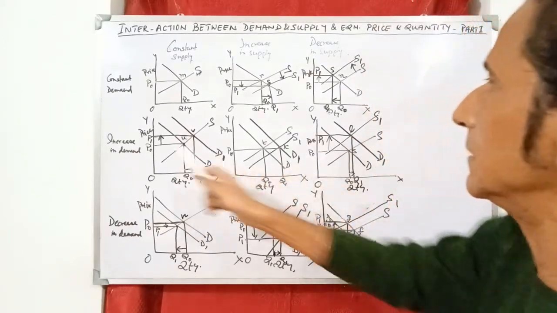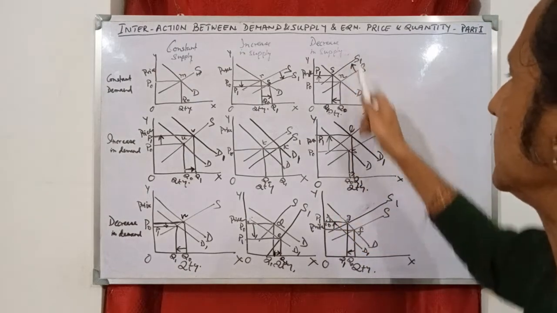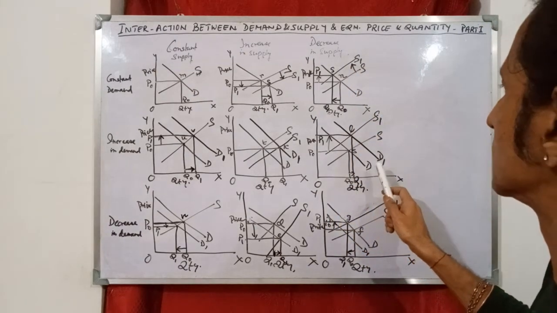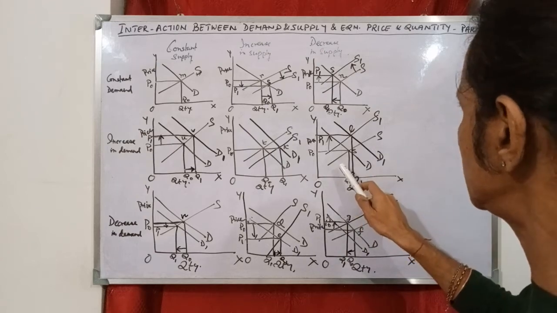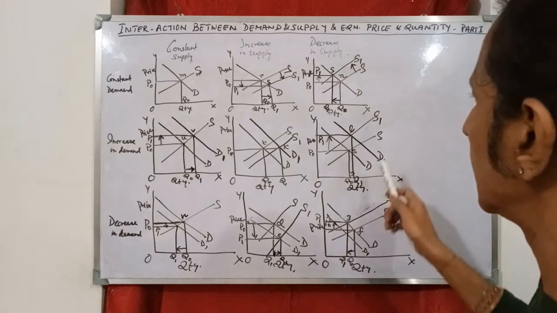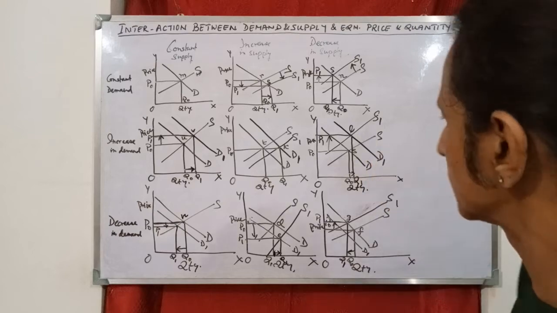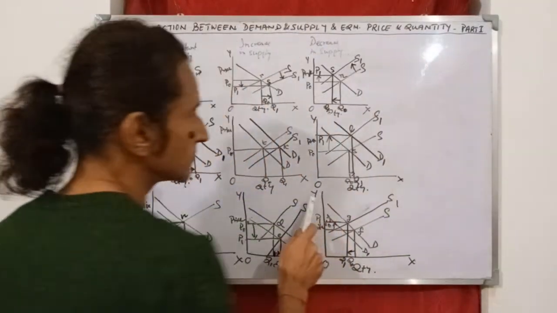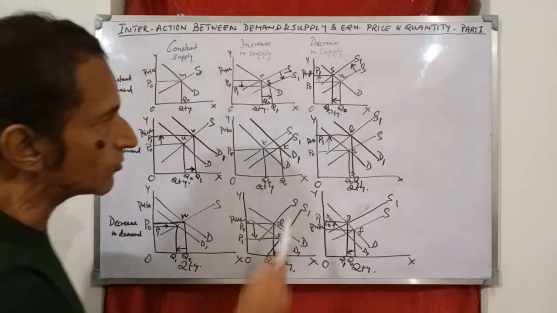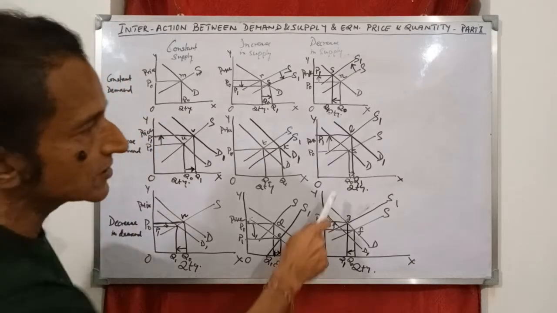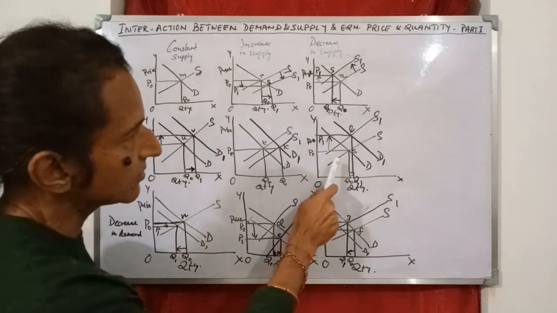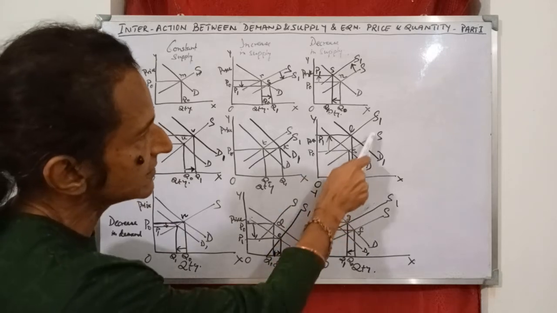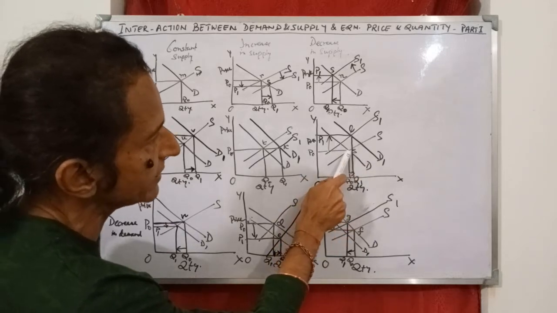And here, increase in demand and decrease in supply. So let D be the original demand curve, S be the original supply curve, and both intersect at point S. So P sub O is the equilibrium price and Q sub O is the equilibrium quantity determined by the intersection of demand curve D and supply curve S at point S. This is point S.